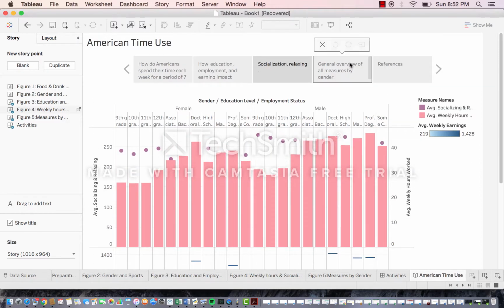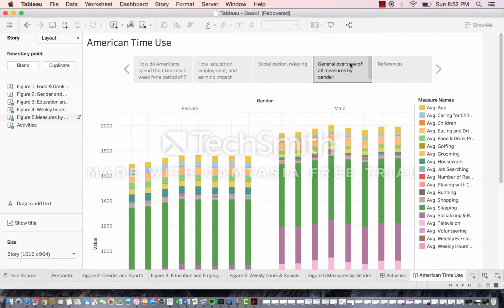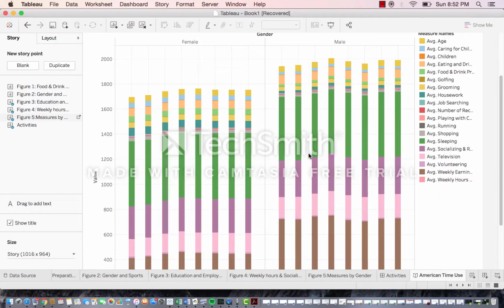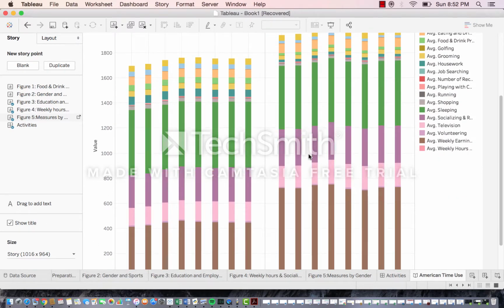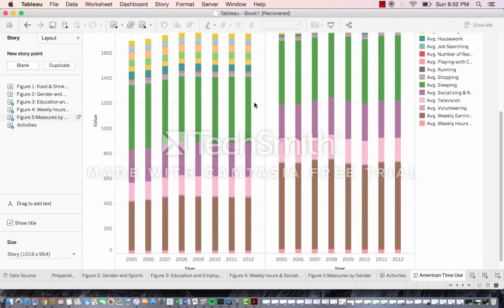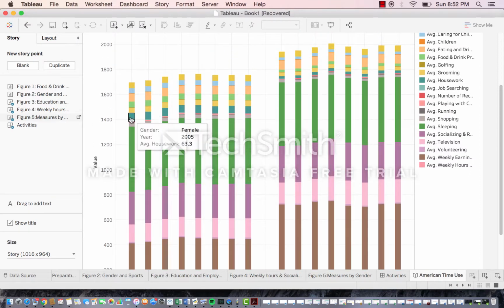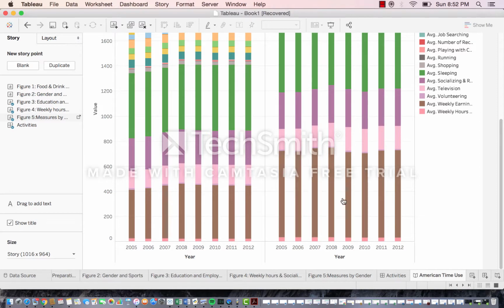The last graph that we're going to look at is a general overview of my data set. I used a stacked bar chart for this overview, and you can see that it's pretty evident that females spend more time on activities like housework, caring for children, and food and drink preparations as compared to males. And we also see that the brown bars show that males earn the most as compared to females.